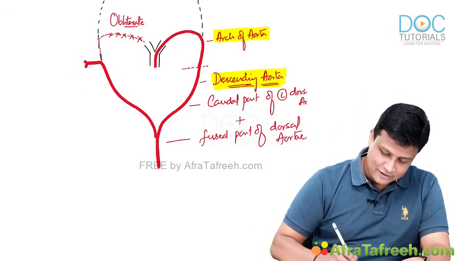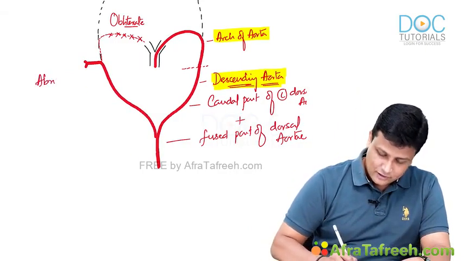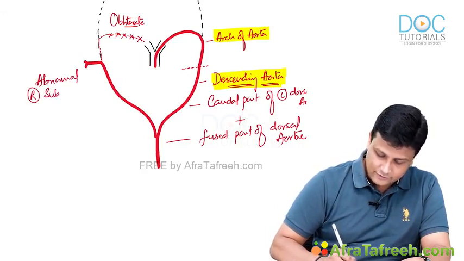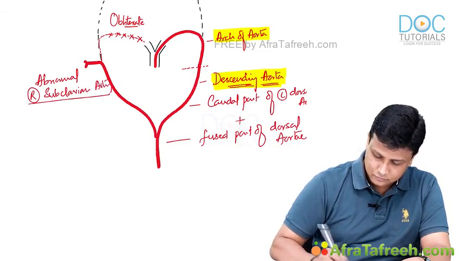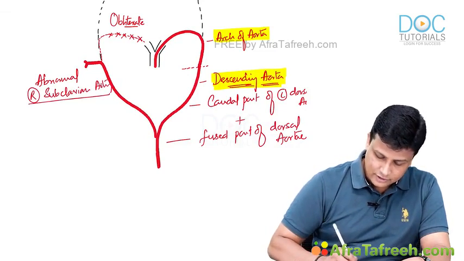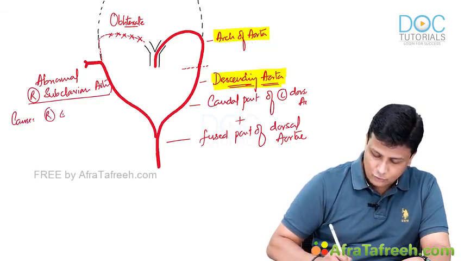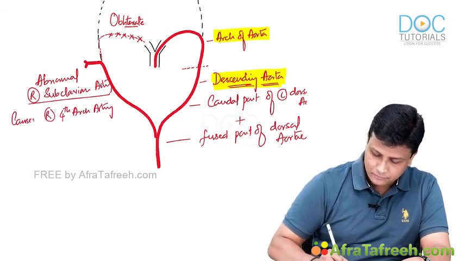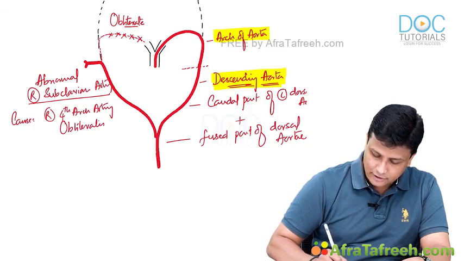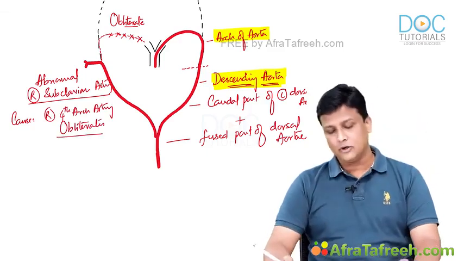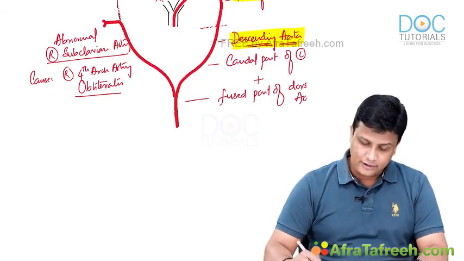So let me teach you in this diagram itself. Abnormal right subclavian artery. This was asked in the exam. What is the reason for this? Number one, what is the cause for this one here? The cause is that the right fourth arch artery obliterates. Right fourth arch artery is obliterating. It obliterates.